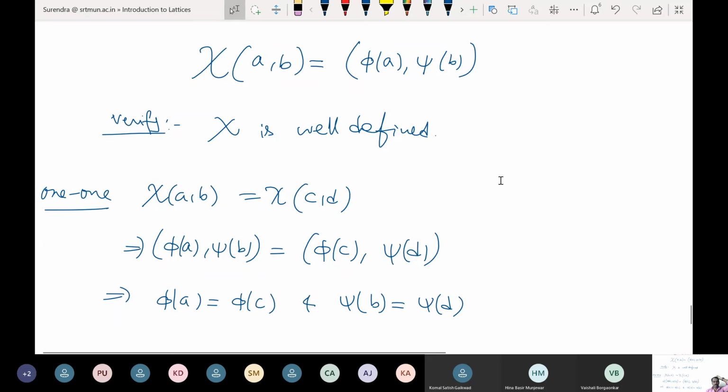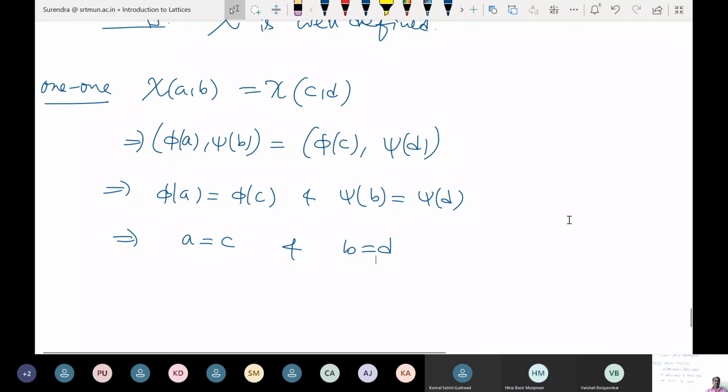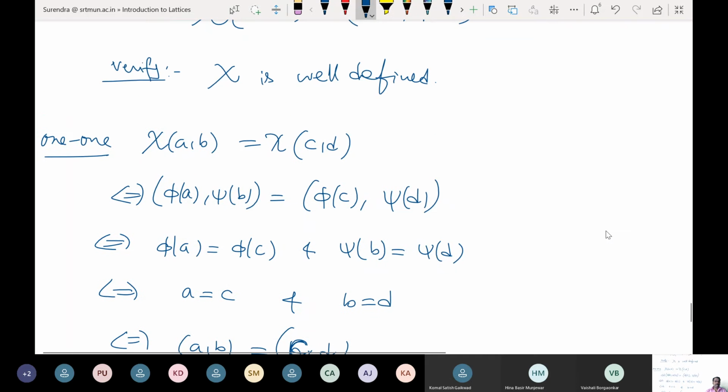This is the same as what we want to prove. If it is one-one, it means whenever f of x is equal to f of y, then we want to show that x is equal to y. But because phi is one-one, from here you will get A is equal to C, and from here you will get B is equal to D. So this is the same as saying that (A, B) is the same as (C, D). And going the other way is also trivial. So that proves that chi is well defined as well as one-one. Both ways you can do it.